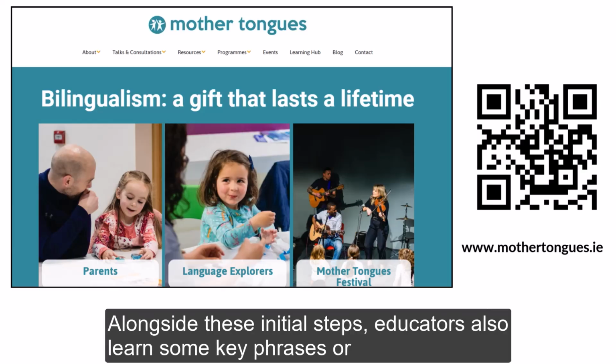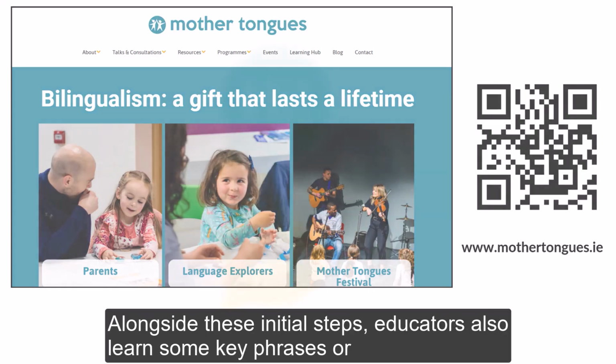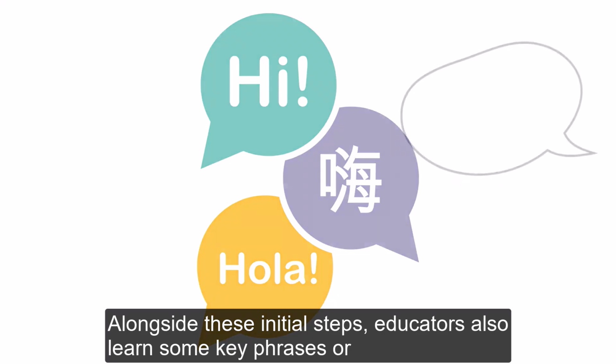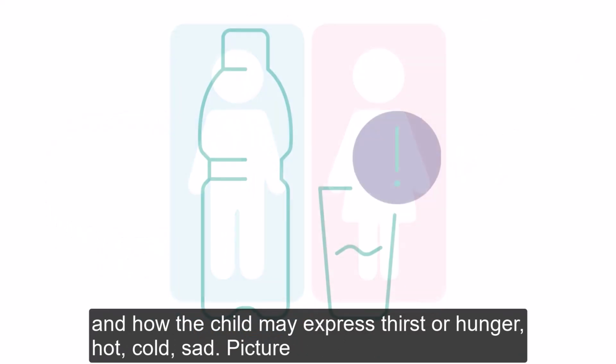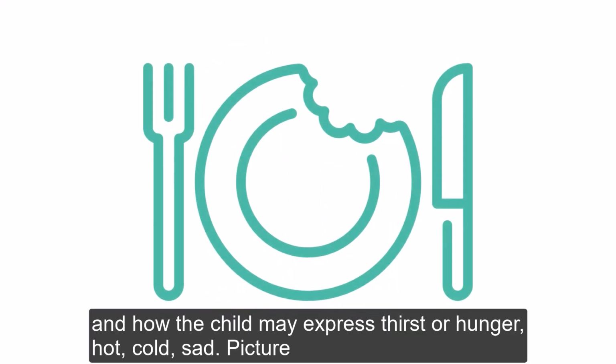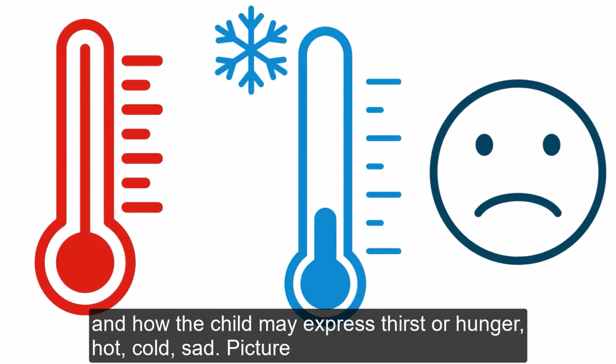www.mothertongues.ie. Alongside these initial steps, educators also learn some key phrases or words in the child's home language, especially the word for bathroom or toilet, and how the child may express thirst or hunger, hot, cold, and sad.